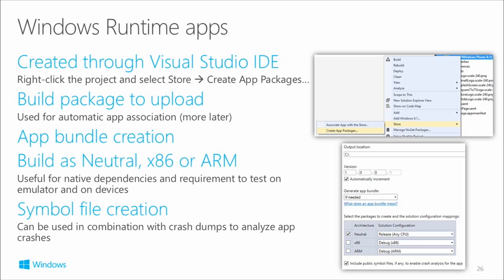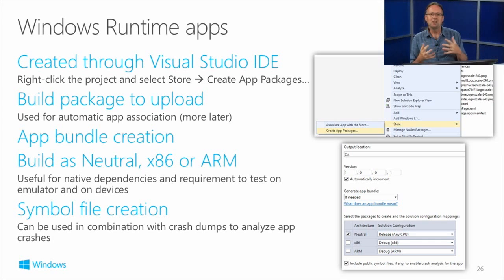Normally you just check neutral unless you're using some native dependencies in there. A classical example of that is if you're using SQLite, then instead of the neutral one, you would probably check x86 and ARM. So you generate different packages for the different targets. In actual fact, I believe at the moment every Windows Phone out there is ARM, but that could change. We could have x86, so just build both packages. It's done for you automatically, and that will build the packages ready to be uploaded to the store.